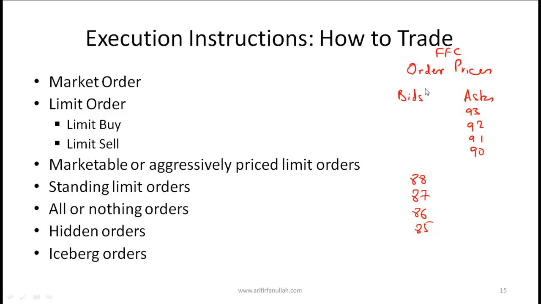Let us look at the limit order book for a given stock, such as FFC. What we see here are order prices shown in the limit order book. On the left we have the bid prices. Bid prices represent the prices at which traders are willing to buy FFC shares. Let's say there is a bid at 88, then 87, 86. This means there is a trader who is willing to buy FFC shares for 88, and another trader who is willing to buy FFC shares for 87, and so on.